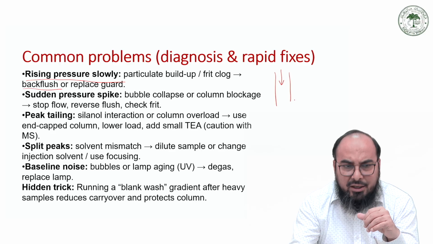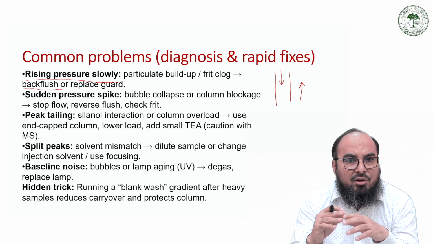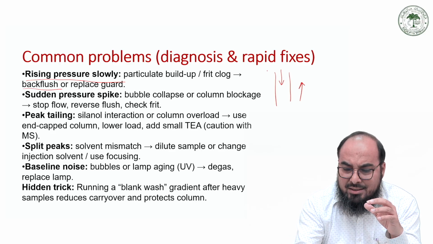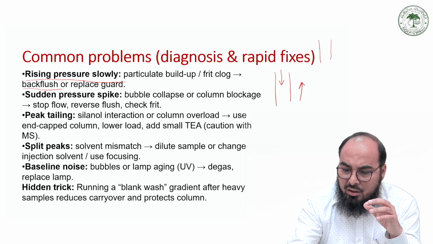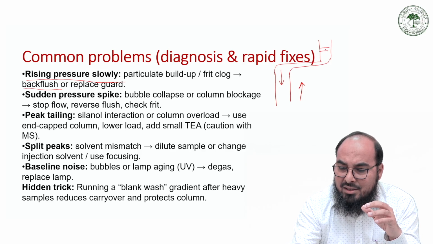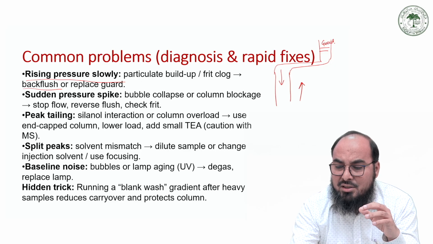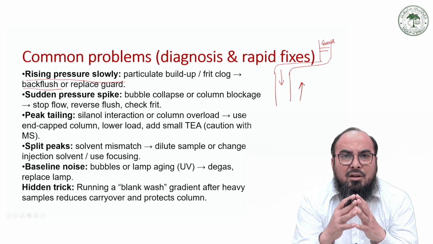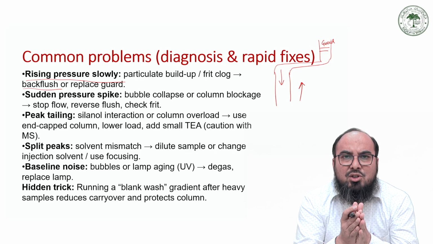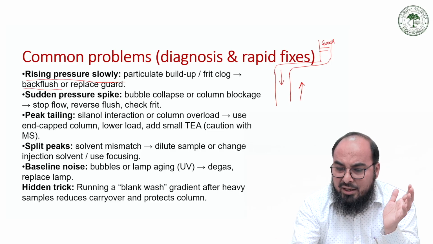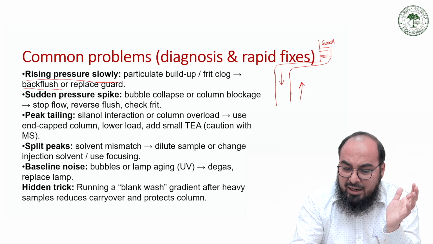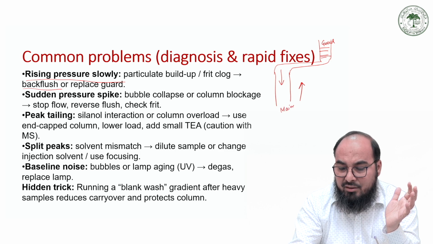Now, in order to clean it, we have to back flush it, or we have to replace the guard column. For example, if it is connected to a guard column like this, then we have to check this guard column, because the work of the guard column is to filter the impurities, the different particulate matter. So initially everything would be here, and your main column is saved. This is your main column.